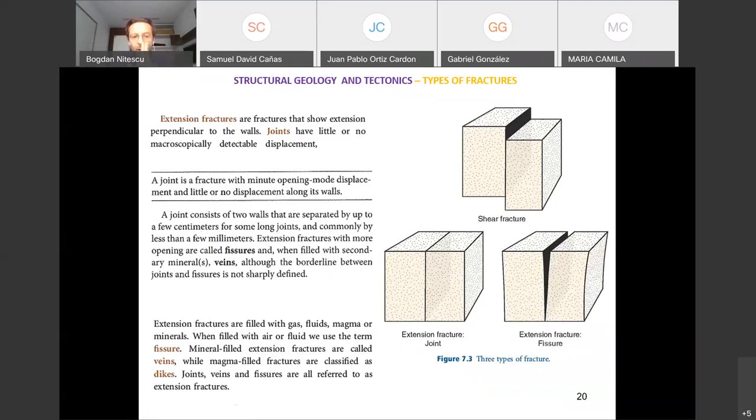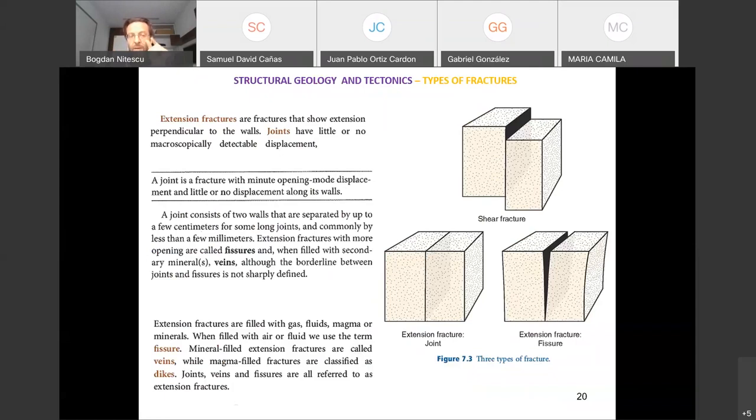Now, if you have, let's say, some centimeters, and they are filled with gas, let's say with air, for instance, then we call them fissures. Now, you may ask me, what's the boundary between a joint and a fissure? And there is no exactly defined boundary. It's a bit subjective. With experience, you'd call something a fissure or a joint. But the ones that are wider, we can call them fissures. Now, what happens if you fill this fissure with minerals? So let's say fluids circulated through the fissure and they precipitated minerals.